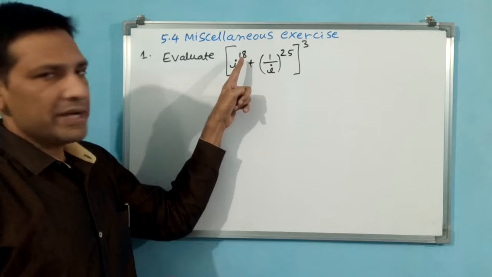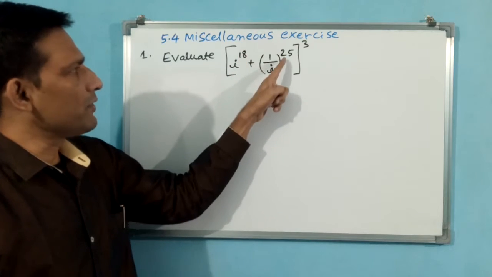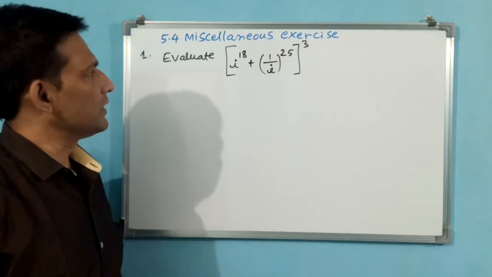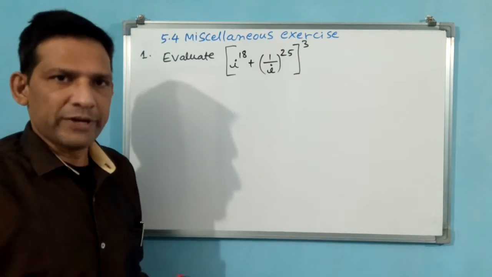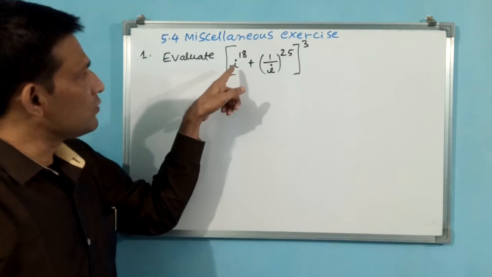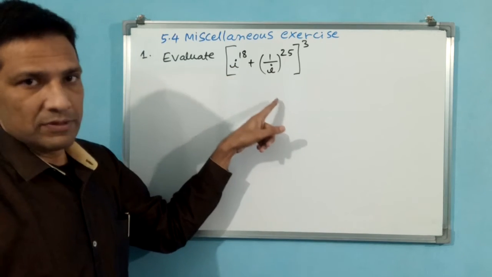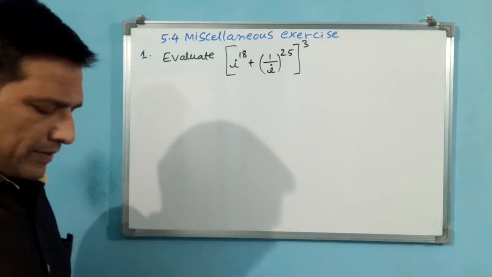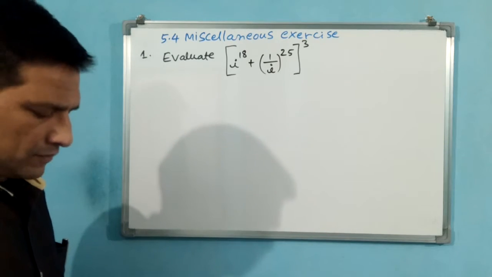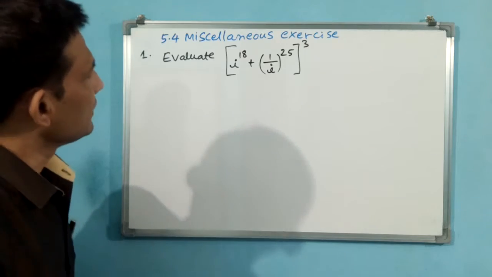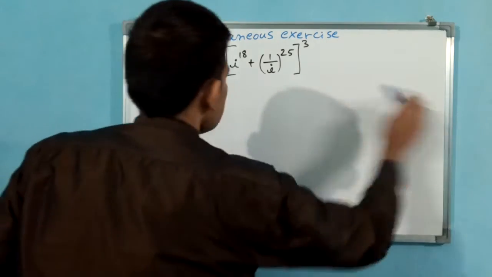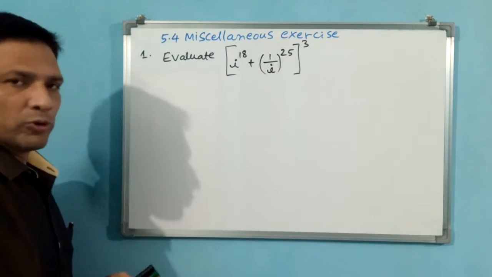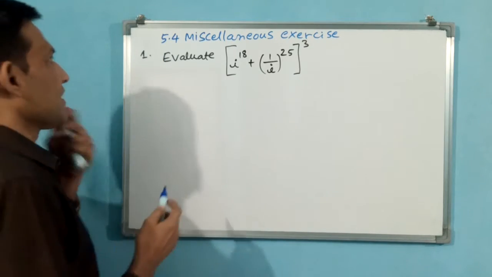Evaluate (i^18 + (1/i)^25)^3, or power 3. Okay, a plus b whole cube, like we can do it, but before that you have to simplify these values. Let us see how we are going to simplify. I power 18, I am going to solve each one, and finally we will apply the a plus b whole cube formula. Let us see what will come.